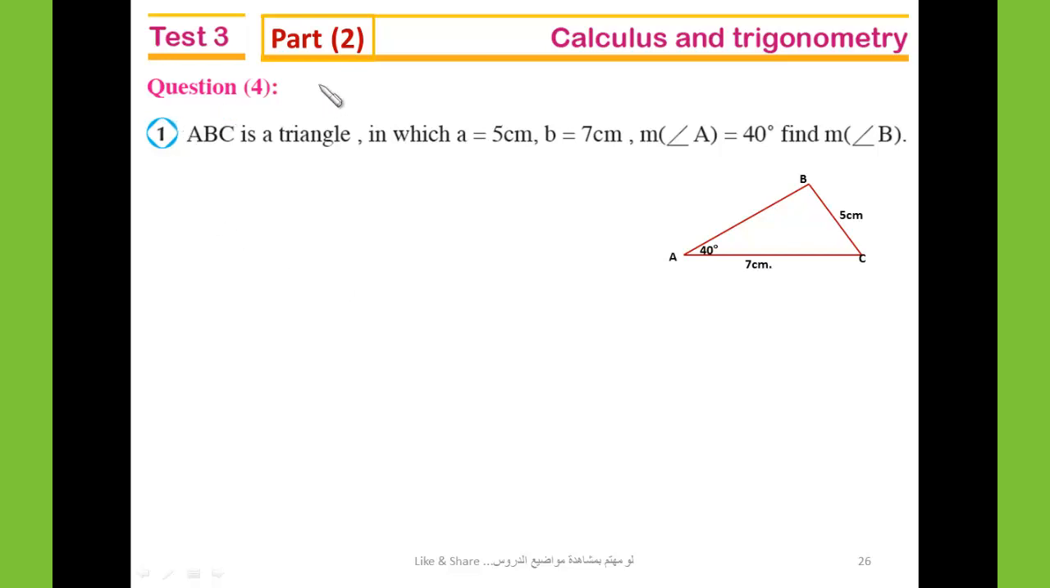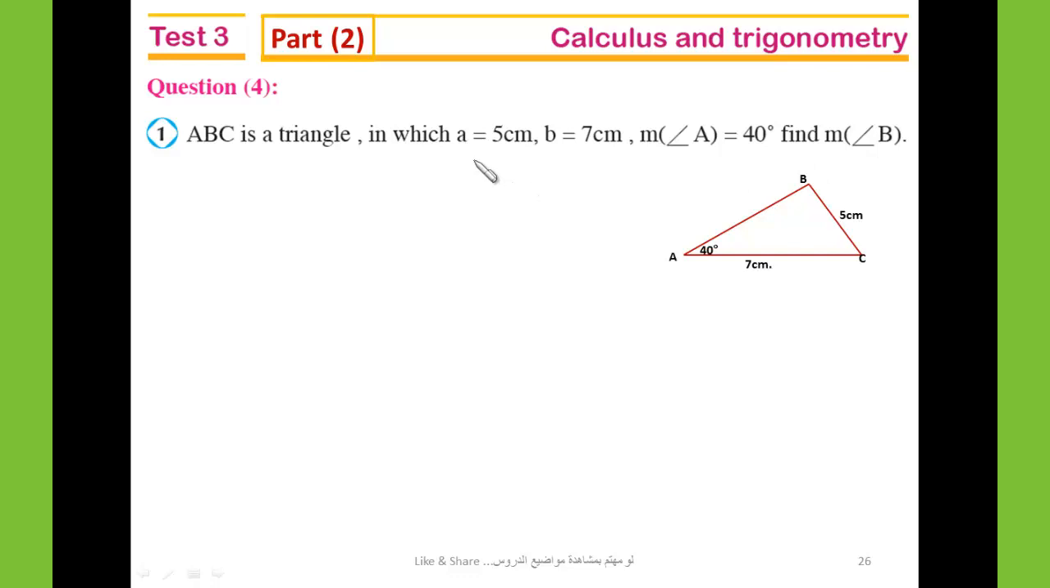Test 3 Part 2 Calculus and Trigonometry. Question 4. We have two parts in question 4. The first part: ABC is a triangle in which a equals 5 centimeters, b equals 7 centimeters, and the measure of angle A equals 40 degrees. Find the measure of angle B.